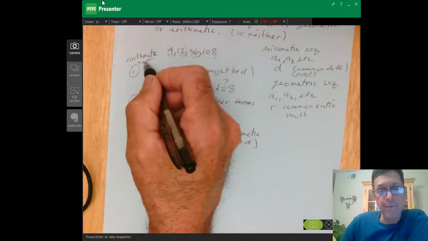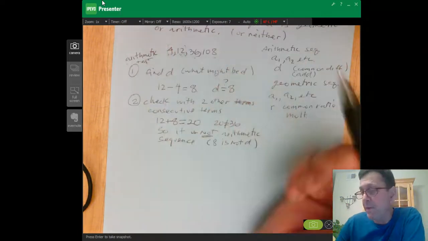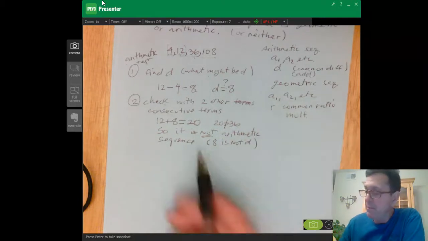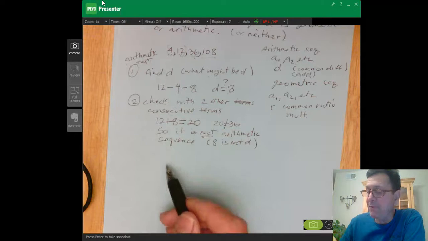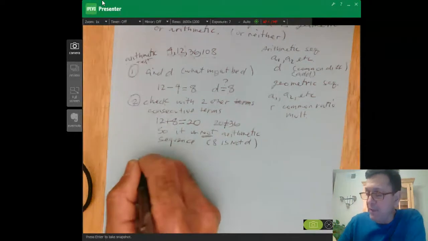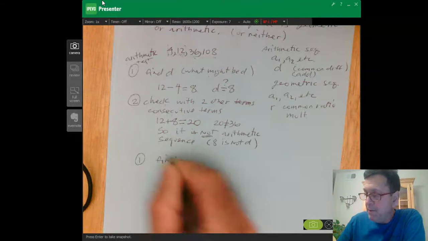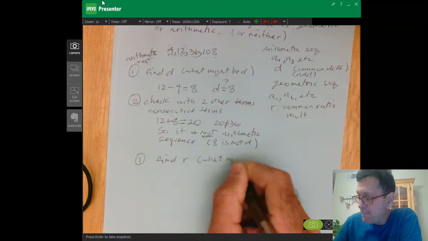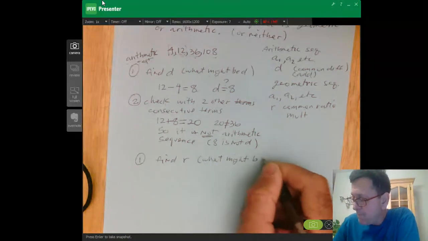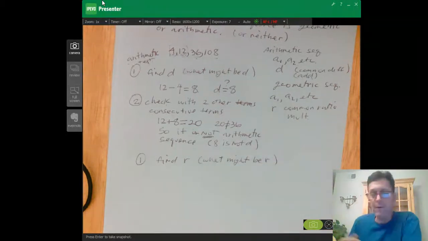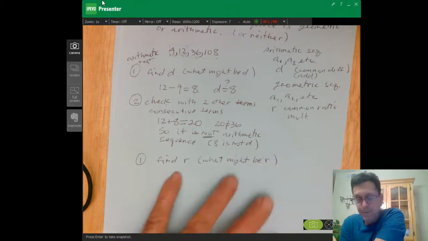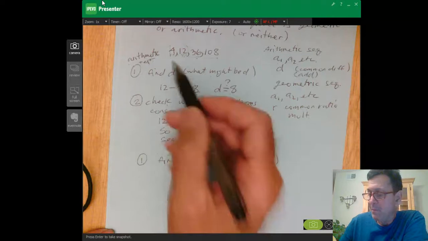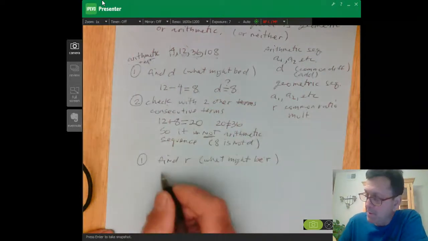Now, just because it's not an arithmetic sequence doesn't mean that it couldn't still be a geometric sequence. It can't be both at the same time. It can't be arithmetic and geometric. But since it's not arithmetic, it might be geometric. So we'll do it almost the same way. We're going to find R, or in other words, what might be R. Once we find the value for R, we have to remember that we might be making a mistake, because it might not be a geometric sequence.